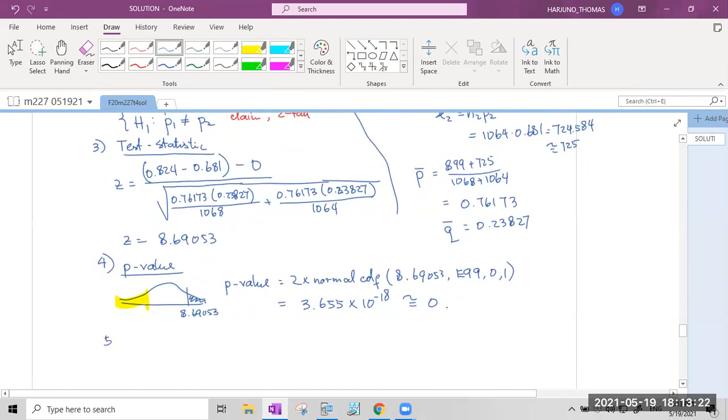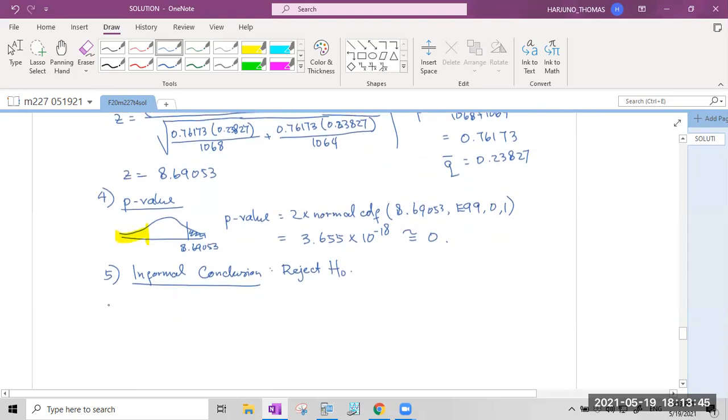So step 5, informal conclusion: reject the null hypothesis, because the p-value is so small already. Super small. And step 6, conclusion.